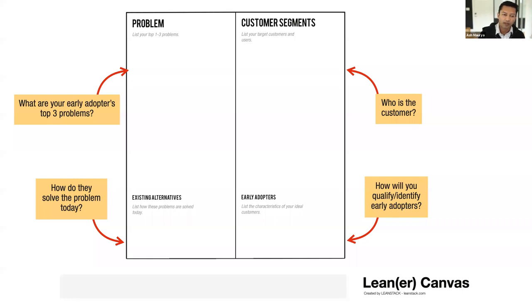So when I look at the leaner canvas, the first question here is, who is the customer? Sounds very obvious, but in ideas that have many actors, it is important to understand who is going to be paying you at the end of the day.